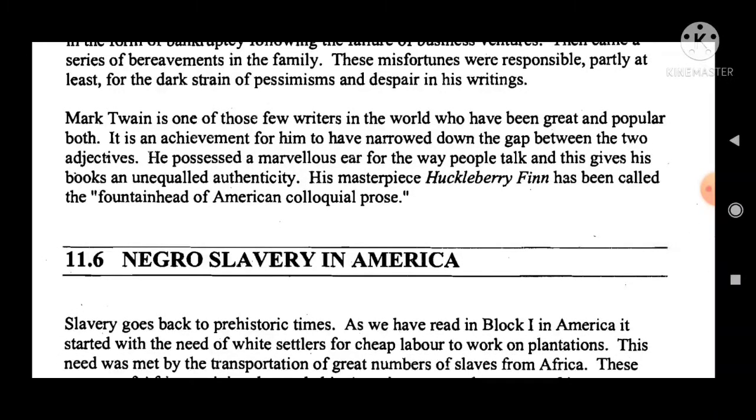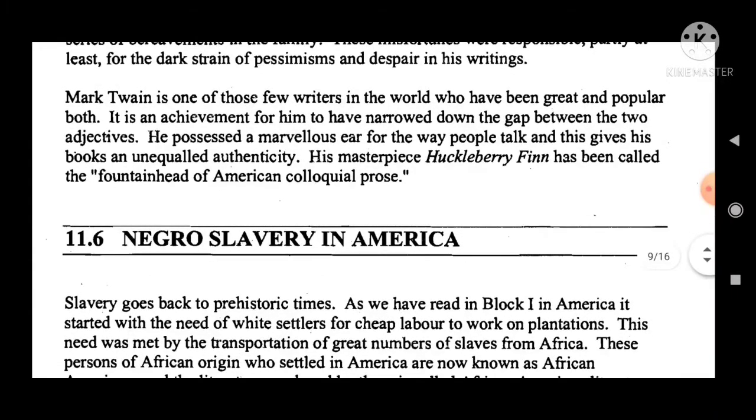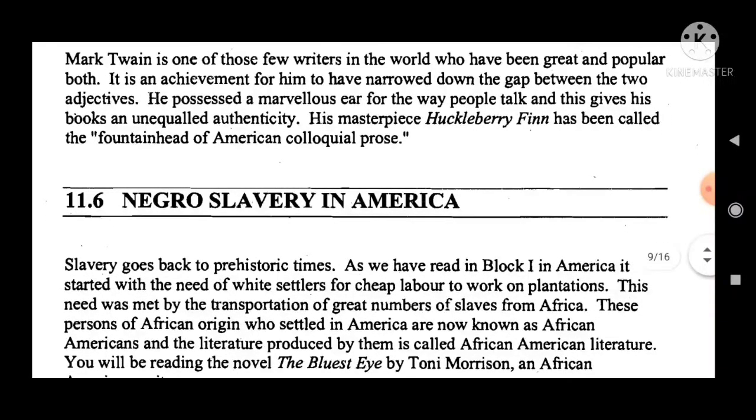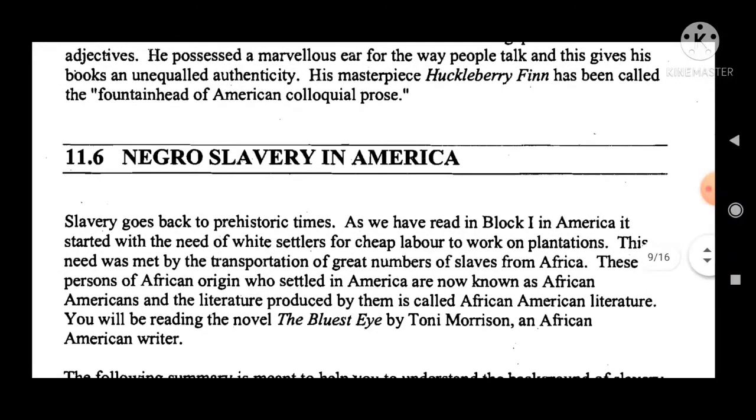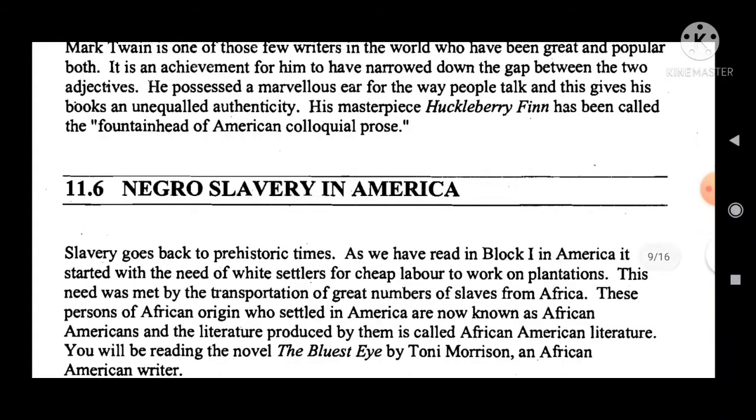Mark Twain is one of those few writers in the world who have been both great and popular. It is an achievement for him to have narrowed down the gap between the two adjectives. He possessed a marvelous ear for the way people talk, and this gives his books an unequaled authenticity. His masterpiece Huckleberry Finn has been called the fountainhead of American colloquial prose.